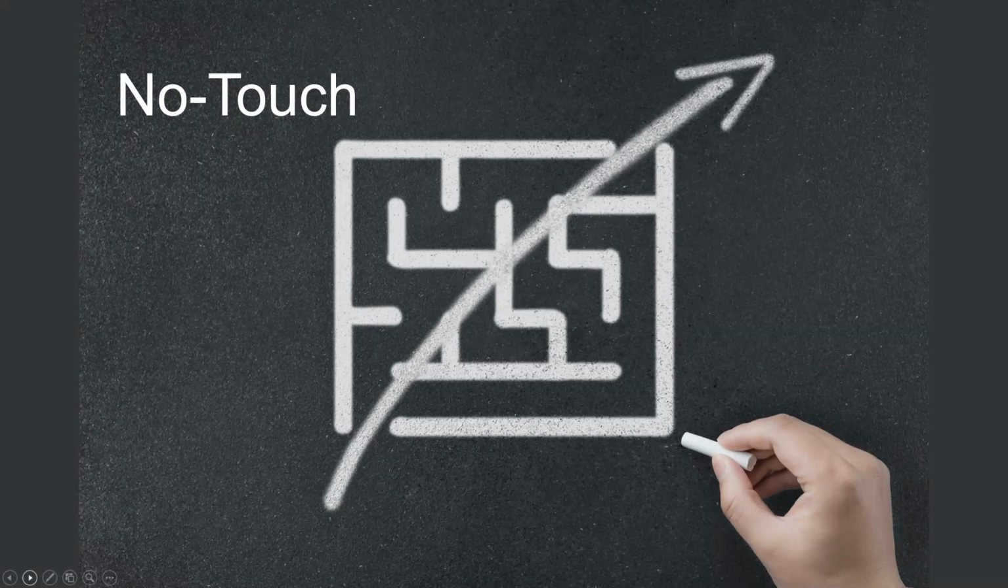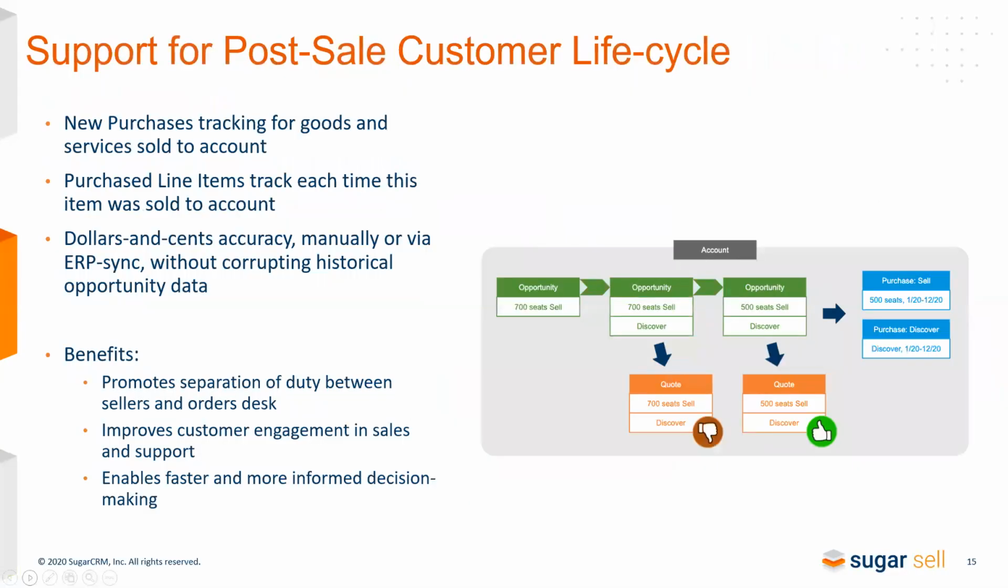Okay, let's talk about no touch. We have a lot of different improvements and enhancements in this category. Okay, next. In Sugar, what we're adding here is support for what we're calling post-sale customer lifecycle. So the things that happen after you actually successfully sell a product.